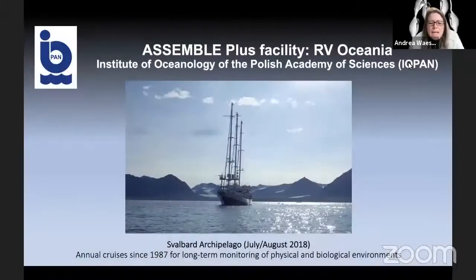known as IOPAN. And the Oceania goes to the Svalbard archipelago every summer to do some long-term monitoring of the physical and biological environment. And I was able to join the cruise in the summer of 2018 to collect some specimens.